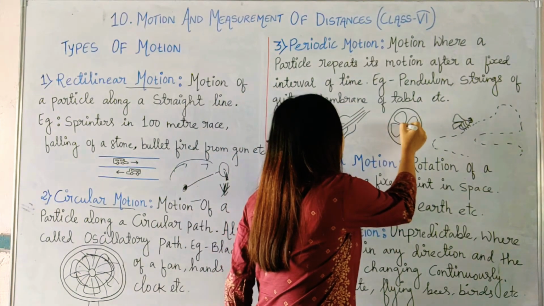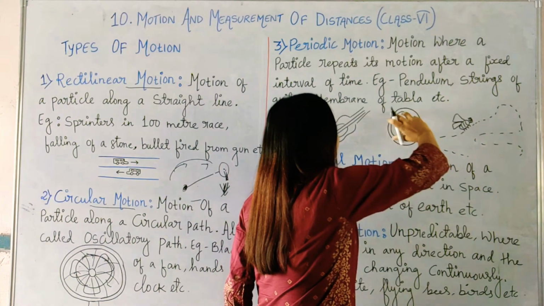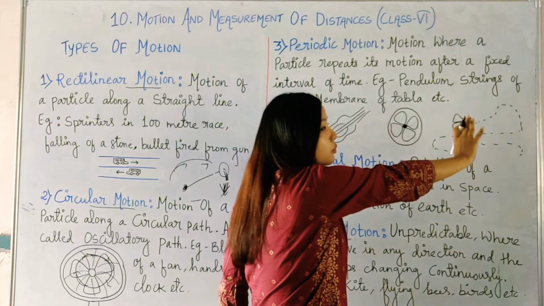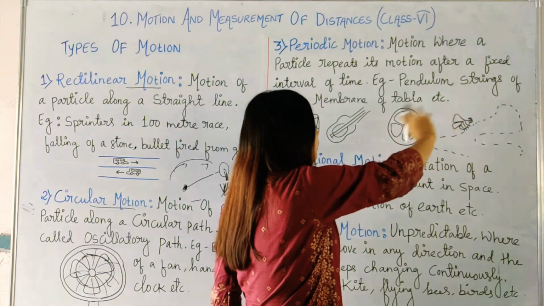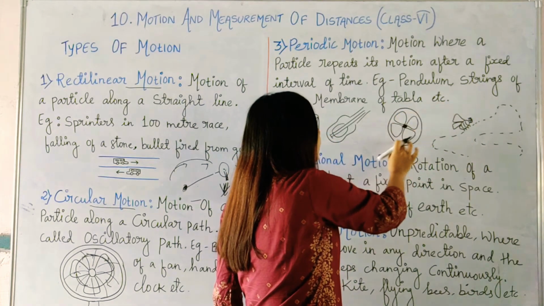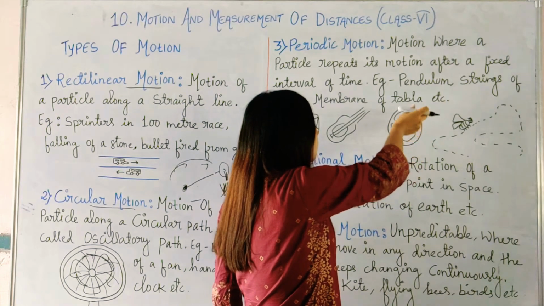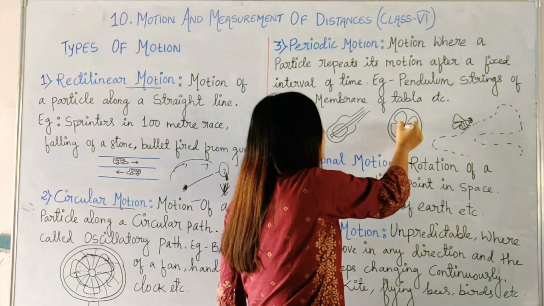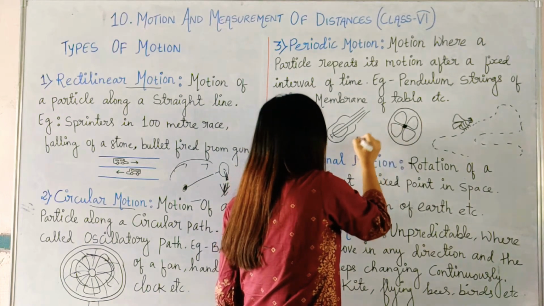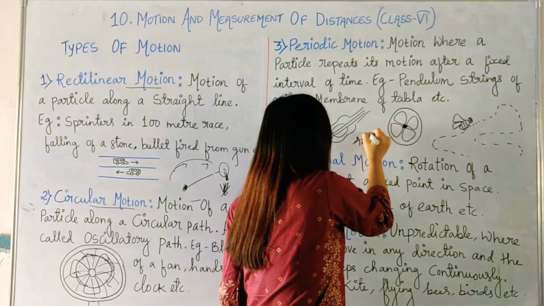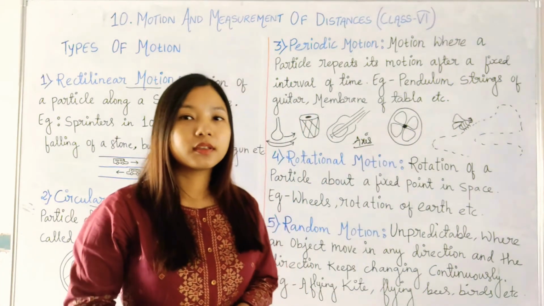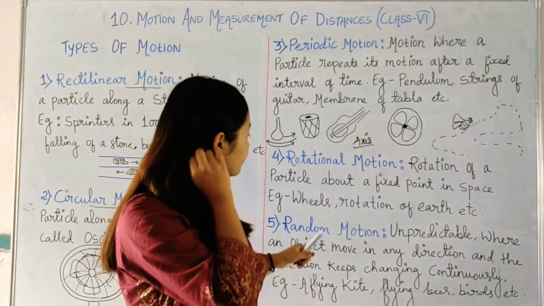So this is the center for the spokes of the wheel, and if the wheel rotates, it may not move forward or it may move forward, but you will always see the spokes of the wheel will always rotate around its middle point, which is called axis.